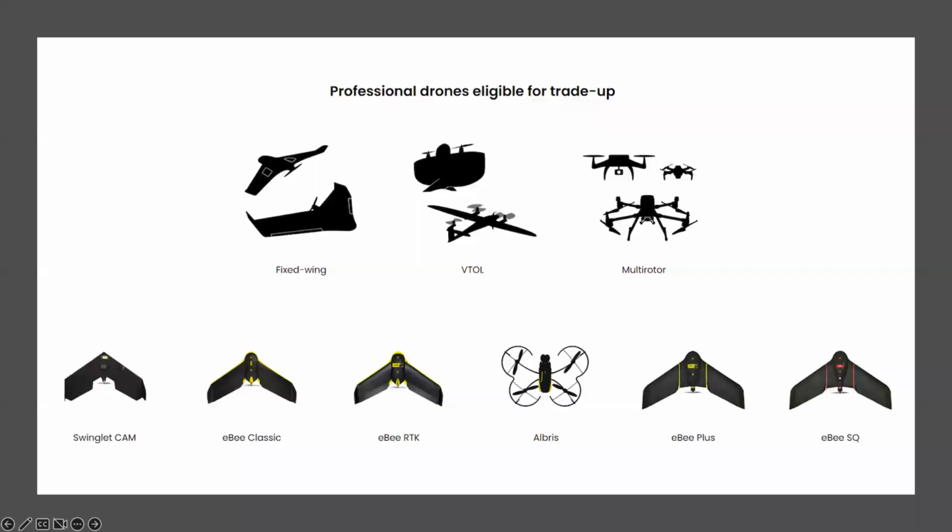drones@spatialvision.com. As promised, sharing here a few of the drones that are eligible for trade up. So you have your fixed wing, your VTOL, your multi-rotor, and similarly from the eBee suite, you have the swinglet CAM, the eBee Classic, eBee RTK, the Albris, the eBee Plus, and the eBee SQ, which a few of you may have at this time. All right. So again, you can email us at drones@spatialvision.com for more information about that.